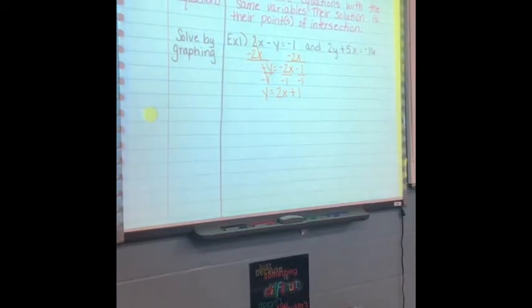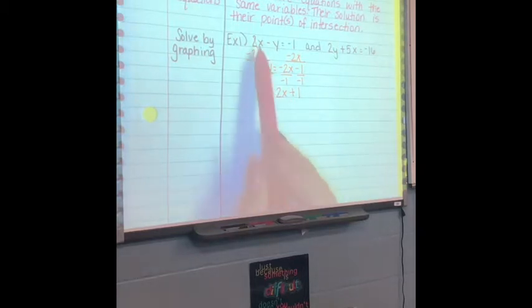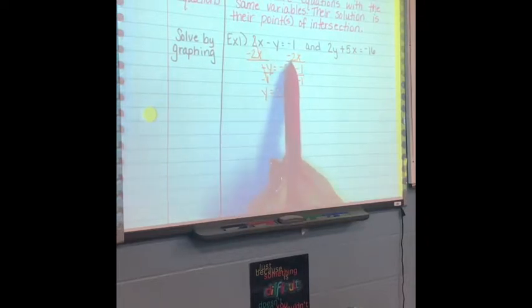One question. Yes? Is this the same if you put the 2x on the other side and you do negative 1 minus 2x? Is it the same? Yeah, that's what I did, but you have to change the sign if you're moving it across the equal sign. Yeah, but it's the same. Right, that's what I did.